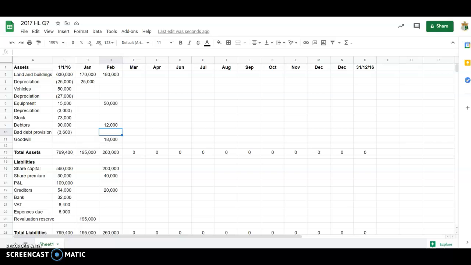Okay, so just whenever you have acquiring a business in one of these questions, this will come up. Okay, and the difference between the assets and the liabilities, that's added on to assets, and that's goodwill. All right.